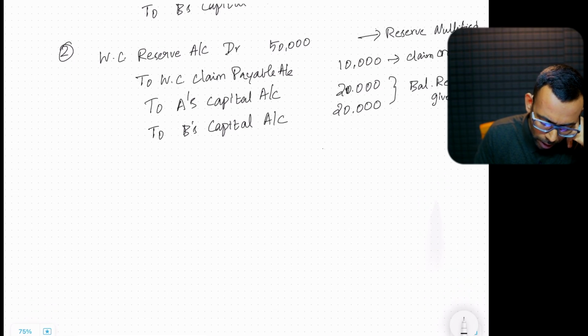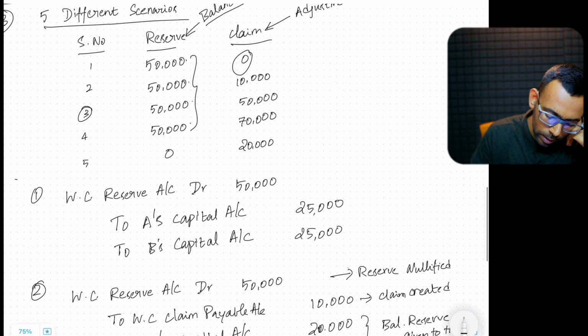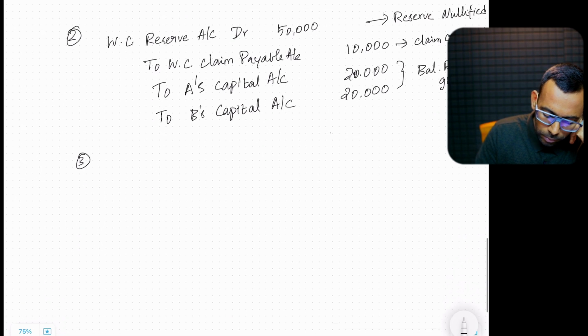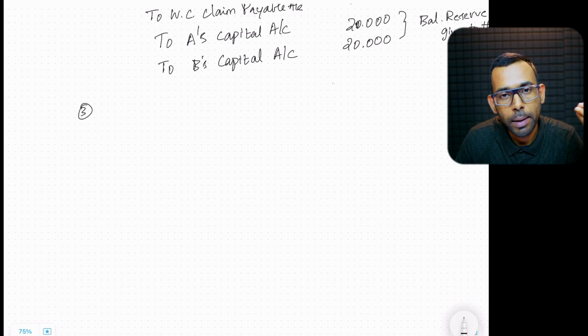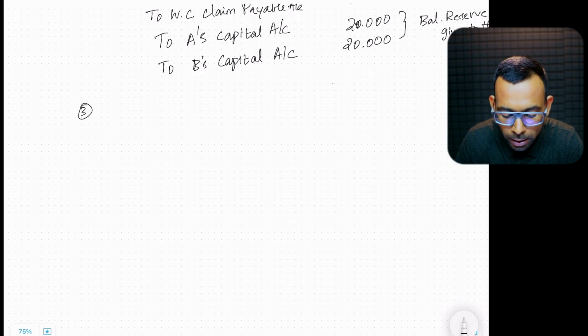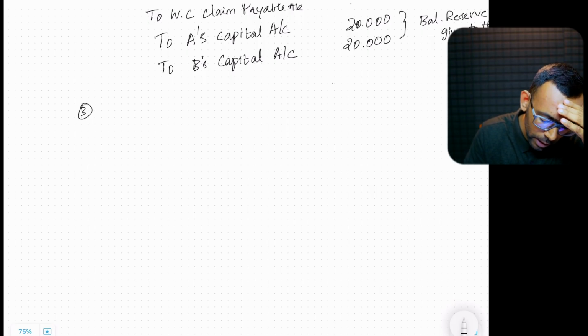Okay, so on that note, let us go to the third scenario. The third scenario is where the reserve amount is also 50,000 and the claim is also 50,000. That means whatever I predicted and kept as savings in the name of workman reserve, to that same extent I incidentally ended up having a liability. So my liability will also be 50,000. The entry will be very simple in this case.